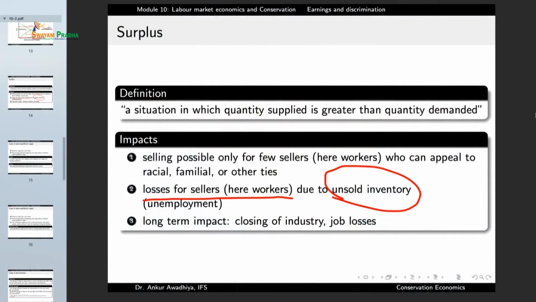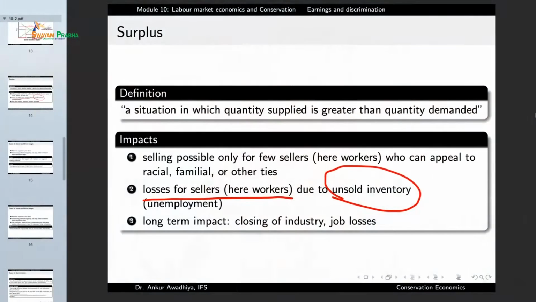And this may also have a long-term impact in terms of closing of industry or job losses because the price is a bit too high for people to pay. So in that case, it may be difficult for at least some people to run their industries. And because of that, they might close the industries, which would result in even greater unemployment. So this is another modulating factor to the neoclassical theory of distribution.